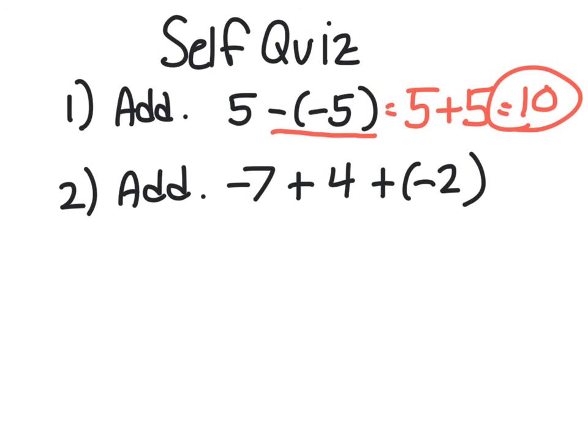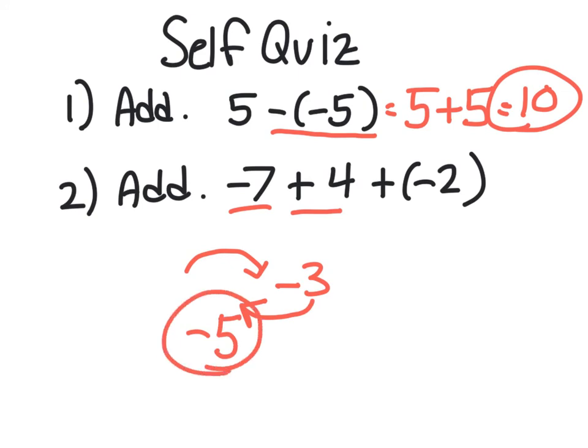All right, so now let's go number 2. We start with -7, and we're adding 4. So if I'm at -7 and I go to the right 4, that would put me at -3. And then I'm going to add a -2, so that would be a jump back in the negative direction of 2, so that would put me at -5. So number 2 equals -5.